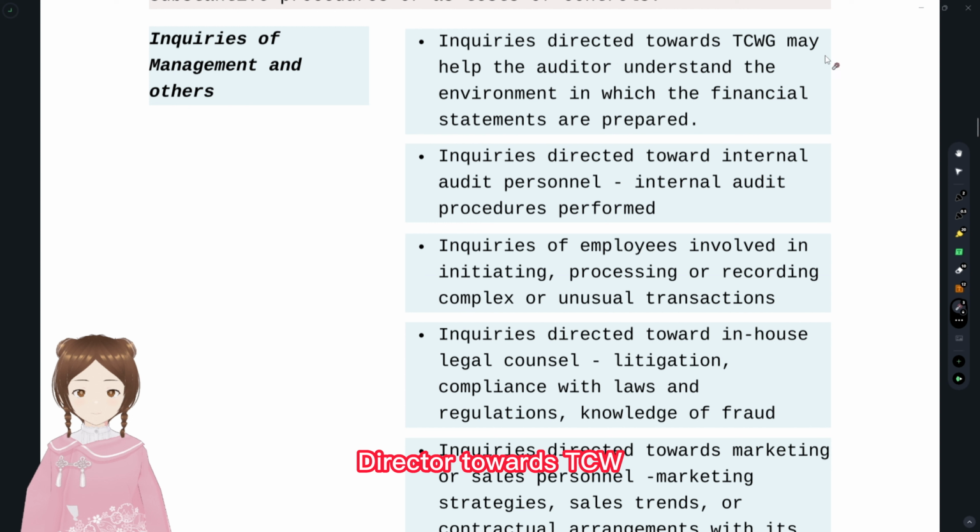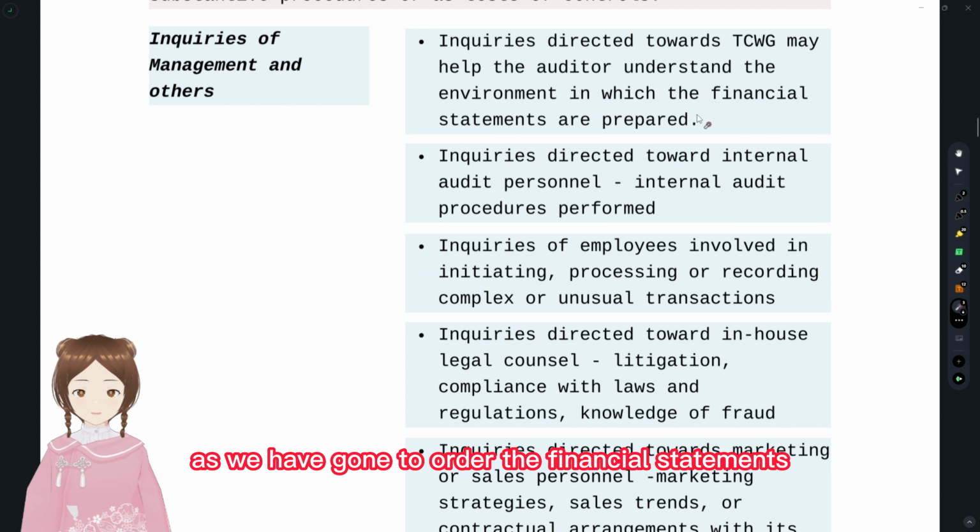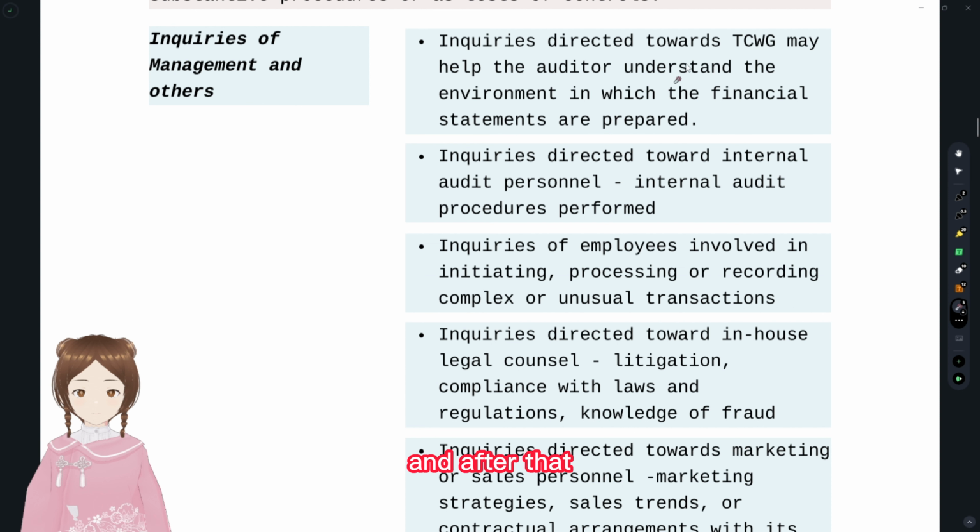Inquiries directed towards TCWG may help the auditor understand the environment in which the financial statements were prepared. This is even the objective of the auditor under SA 315 also, right? To understand the business entity environment. As we have gone to audit the financial statements, they have said in which environment the financial statements were prepared, and that's it. And after that, below TCWG, what do we have? We have inquiries directed towards internal audit personnel.